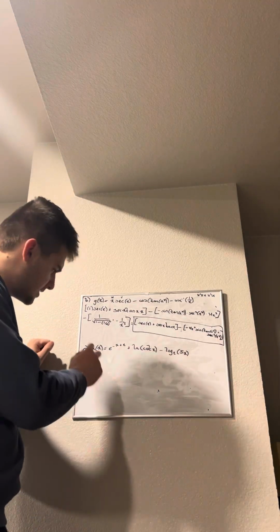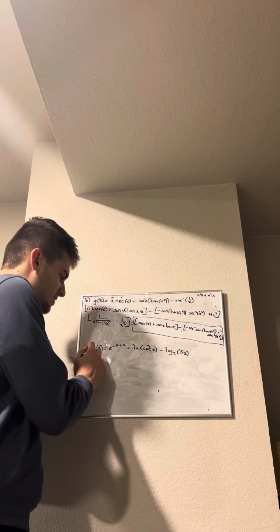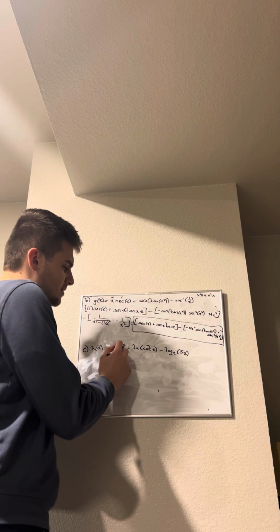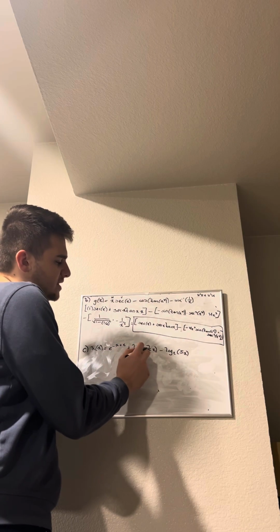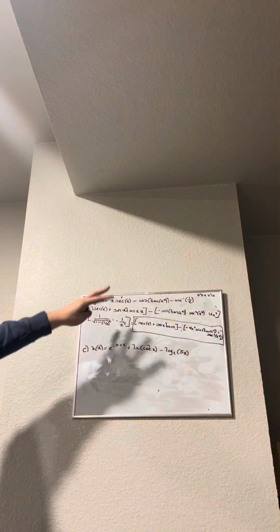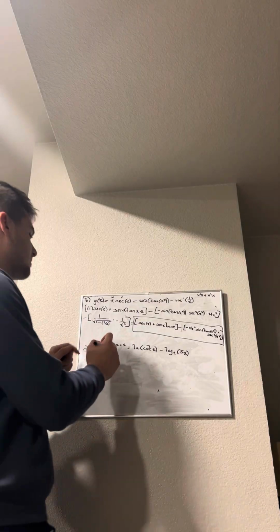Okay, and then now moving on to part C. In part C, we have the expression h of x equals e to the power of negative x plus 2 plus ln of cotangent x minus log base 2 of 5x. So as we did in the first part of this problem, we want to take each term bit by bit.